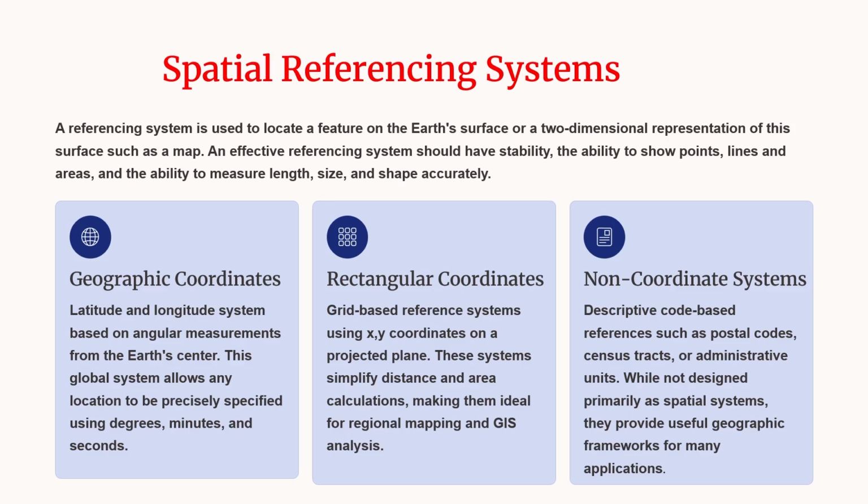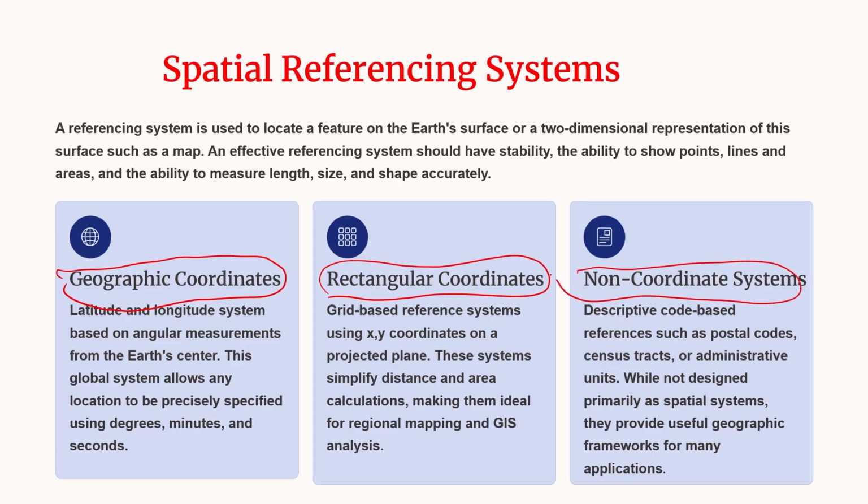I already told you. Now, for that, spatial referencing systems are there. Spatial referencing is nothing but we try to locate each and every geographic entity using geographic coordinates, that is called mathematical location. And what are the types of spatial referencing systems we have? If you see here, the first one is geographic coordinates, number 2 is rectangular coordinates, and then non-coordinate systems. We can use these 3 systems to represent the geographic features.